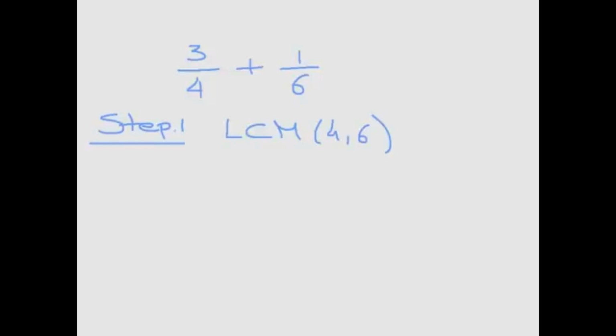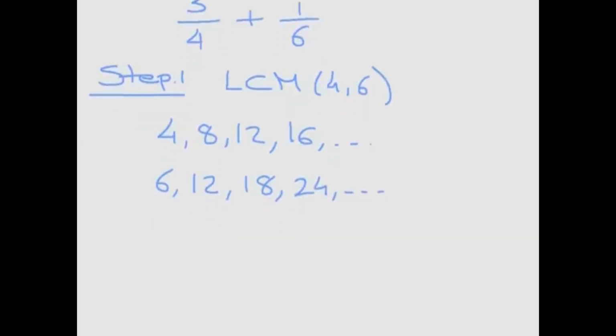To do this, one of the easiest methods is simply to write the multiples of 4, which I'm writing here, 4, 8, 12, 16, etc., as well as the multiples of 6, which we can write here. That's 6, 12, 18, 24, and so on and so forth. Now, looking at these two lists, we can see that the least common multiple is clearly 12.